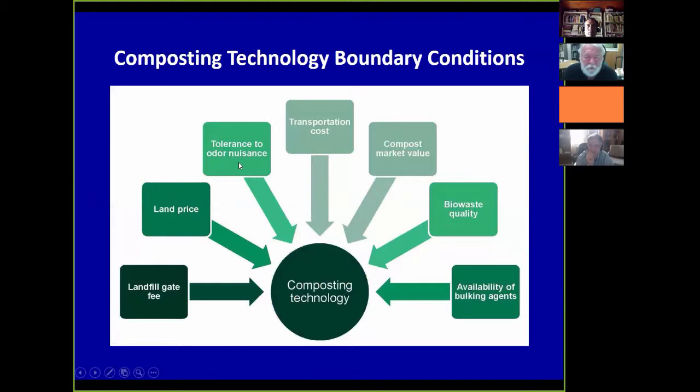Tolerance to odors. If you have sensitive receptors, and by that I define a sensitive receptor as anywhere where the public gathers: church, park, shopping center, school, hospital, whatever. If your sensitive receptors are within about 1,000 feet, you're probably not going to go with a technology that has a higher risk of odors.